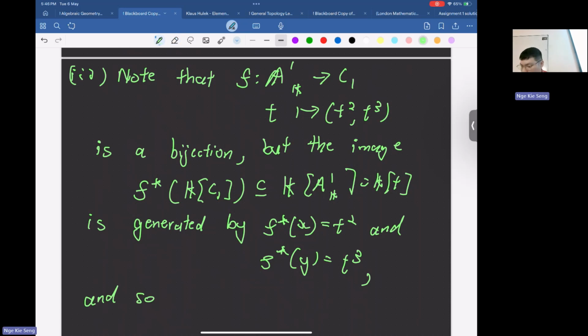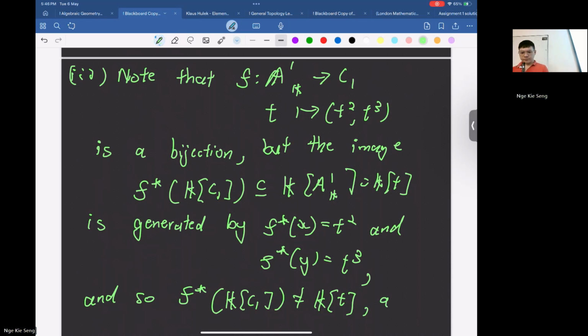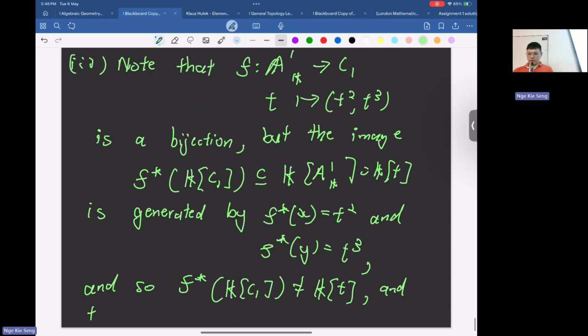And so actually the pullback of KC1 here is not equal to KT. Because it's generated by T squared and T cube. You can never get T. So actually F star is not an isomorphism. Okay, it's a bijection but not an isomorphism.